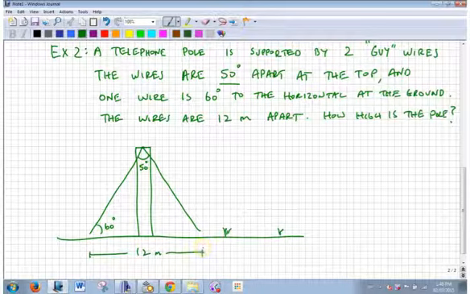Do we assume the other angle is 60 degrees? No. Do not. It's not told that in the question. You don't assume anything.